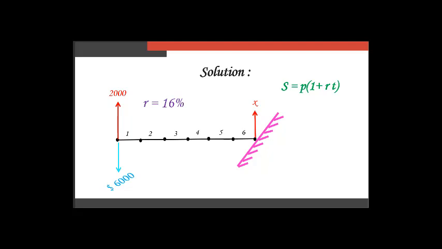The amount of $6,000 equals the amount of 2,000 plus X. We get X as its value, as its payment, because the amount of X equals the present value of X, equal to X. The time for $6,000 equals 6 months. The time for $2,000 equals 6 months. The time for X equals 0. We can use a rate of 16% to get the solution of X.